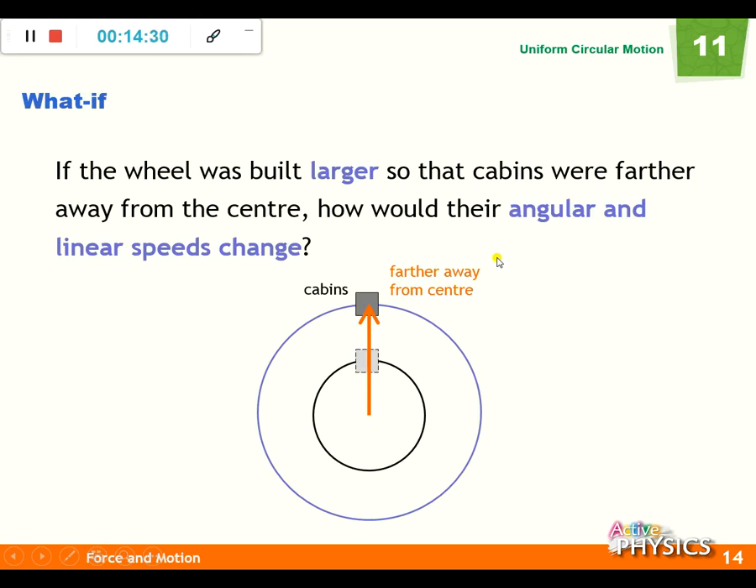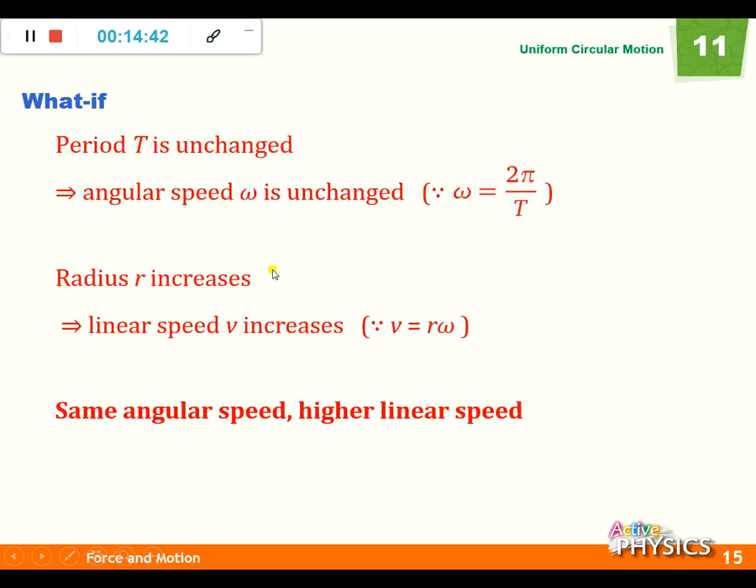How about this? If we want to build a larger one, it means that the circle will be bigger. Then what will happen? Okay. Here, how would their angular and linear speed change? Even though this one is bigger, the circumference is bigger. But how about the angular speed? You can keep it unchanged because it depends on this one. 1 revolution should be 2 pi radian, the period should stay the same, so omega should be the same. But R is increased. Omega no change, R increase, it means that linear speed will be increased.